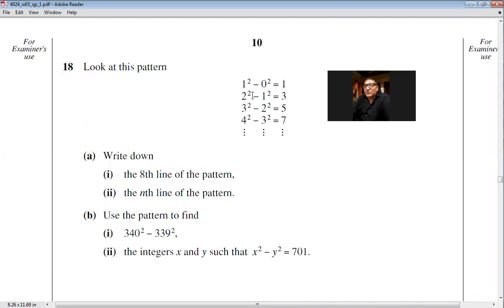The second row is 2 square minus 1 square equals 3. Third row is 3 square minus 2 square equals 5. The fourth row is 4 square minus 3 square equals 7.